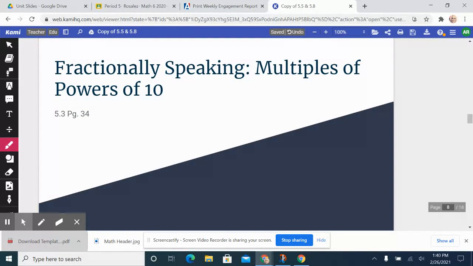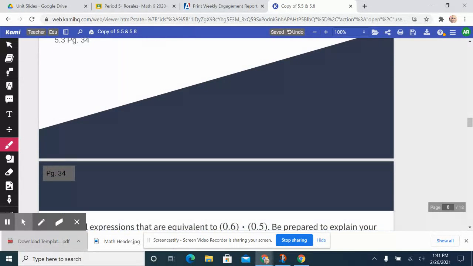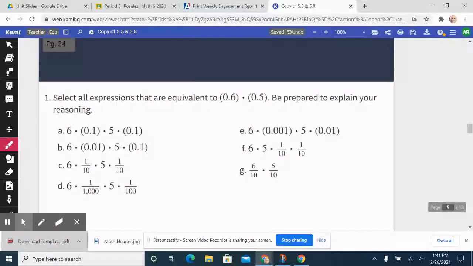And then we move on again. Remember that this only works with the powers of 10. So just keep that in mind as we're moving forward. Now you're on page 34. It says select all expressions that are equivalent to 0.6 times 0.5. A is 1, so circle that. C is 1, please circle that. F is 1, so please circle that. And G is also 1, so we're going to circle that.